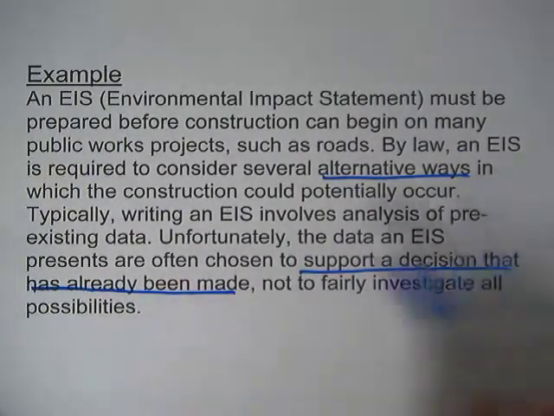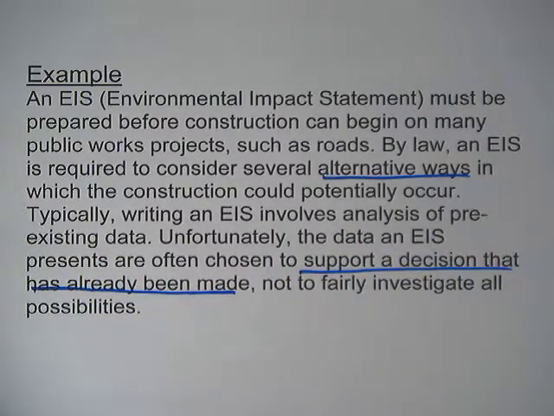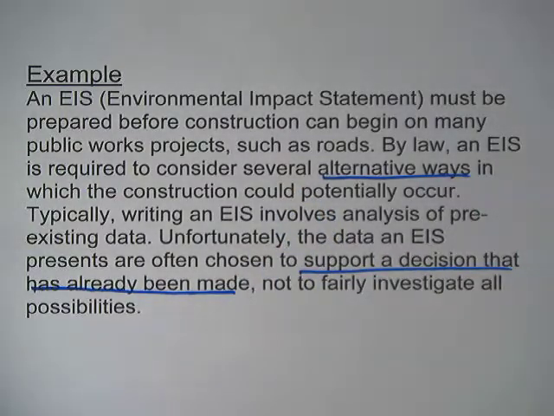So since they're using pre-existing data, they're going to simply use the data that's going to benefit them the most. So the one that's going to cost the least for them, instead of investigating possibilities that might have less of an environmental impact. So this is one way where deliberate bias occurs because of generally financial interests of these construction companies. So that is the tutorial on deliberate bias.